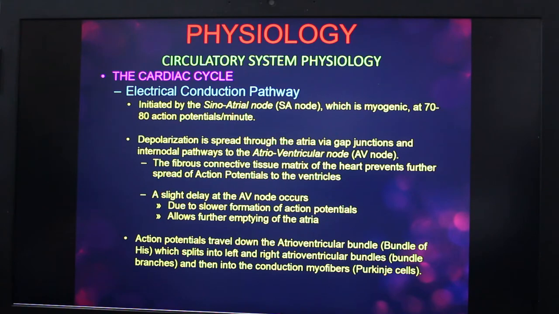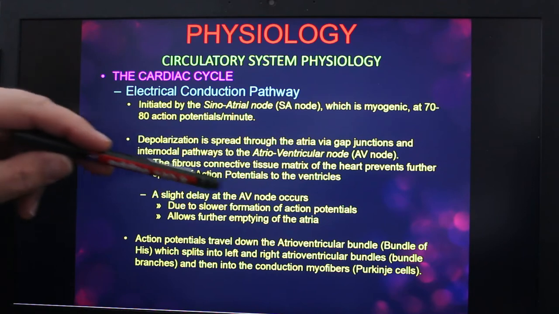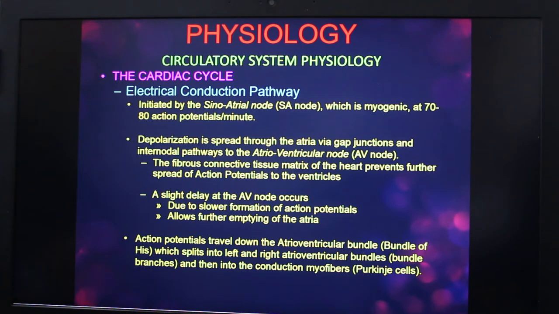The fibrous connective tissue matrix of the heart prevents further spread of action potentials to the ventricles. So the impulse is held for a short time at the AV node. This slight delay at the AV node occurs due to slower formation of action potentials and allows further emptying of the atria. During this short period before the impulse passes into the ventricles, the atria get the chance to complete their contraction and push the blood inside them into the ventricles to completely fill the ventricles for the ventricular cycle.